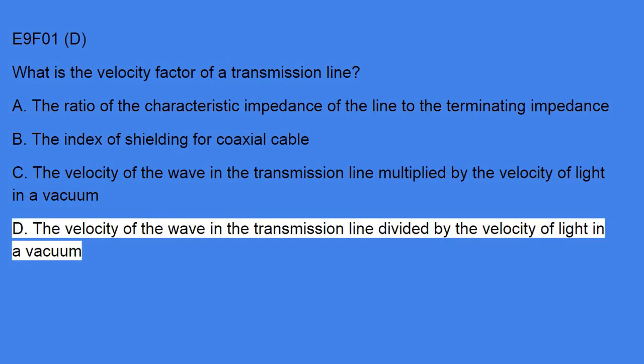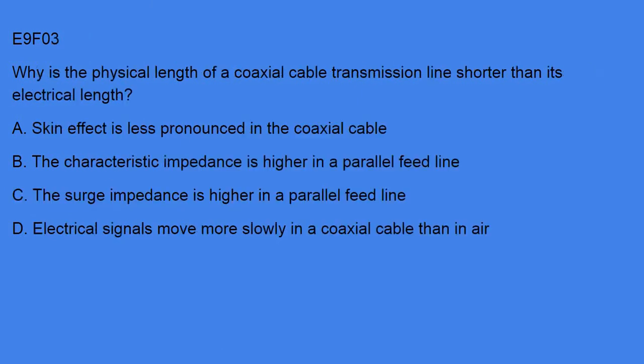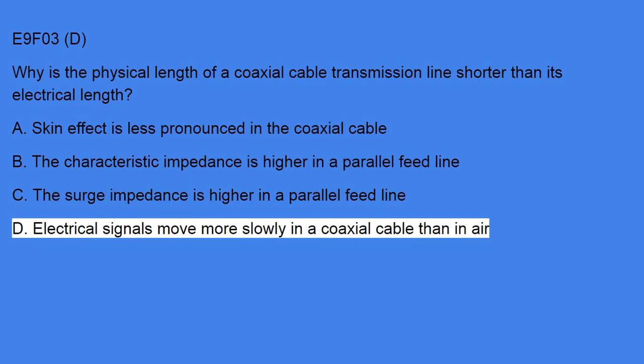E9F01, what is the velocity factor of a transmission line? The velocity of the wave in the transmission line divided by the velocity of light in a vacuum. E9F02, which of the following has the biggest effect on the velocity factor of a transmission line? That is, dielectric materials used in the line. E9F03, why is the physical length of a coaxial cable transmission line shorter than its electrical length? Electrical signals move more slowly in coaxial cable than in air.